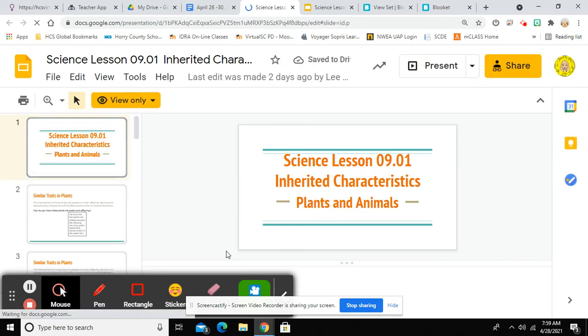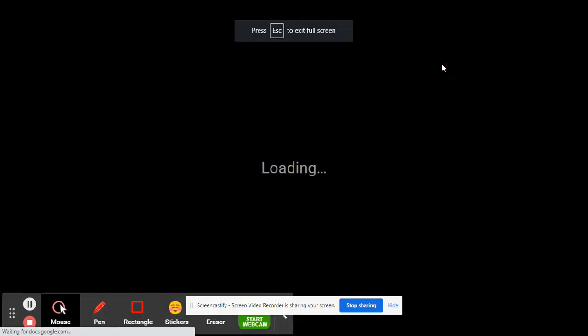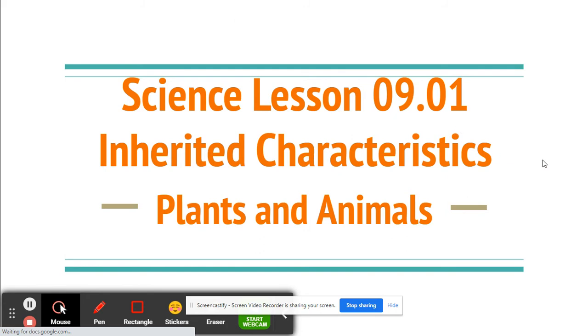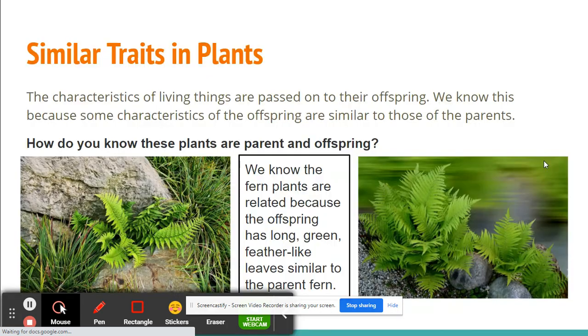Day 3, inherited characteristics, plants and animals. This too will be a Nearpod. So, similar traits in plants. The characteristics of living things are passed on to their offspring.